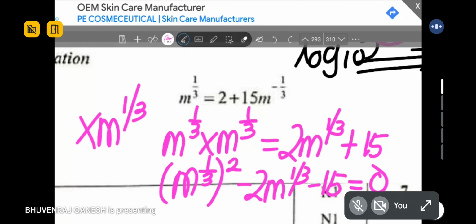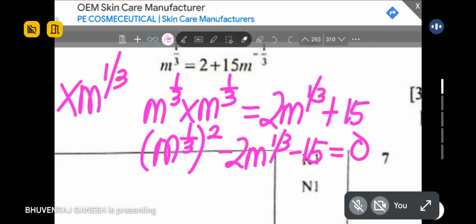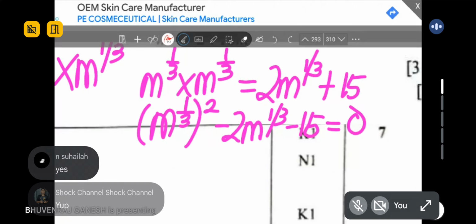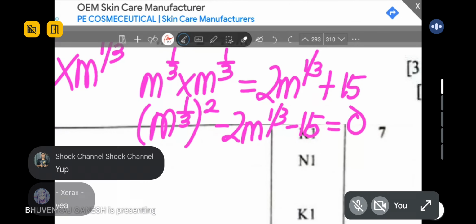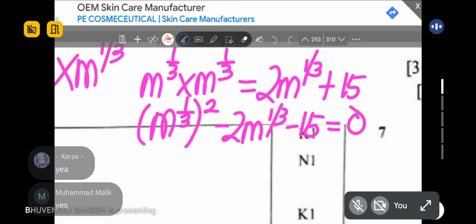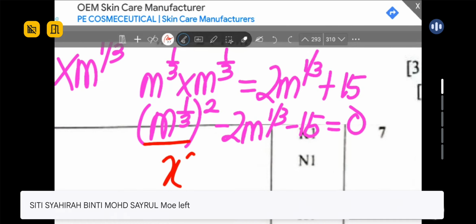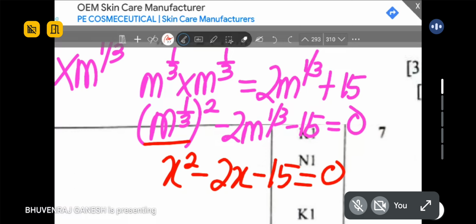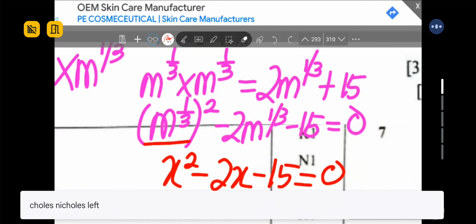Can you see, guys? Do you understand this step? Can you comment if you understand? Boleh faham? Okay, now, can you guys see a quadratic equation here? Yes or no? Boleh tak nampak persamaan kuadratik? Can, right? Okay, let's say this m power 1 over 3, I substitute with x. So I get x squared, minus 2x, minus 15 equals 0. This is already a quadratic equation.